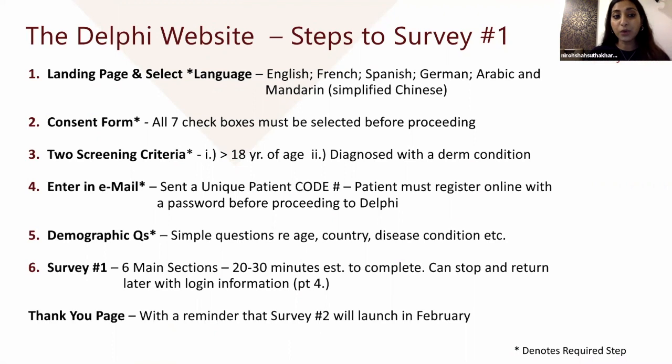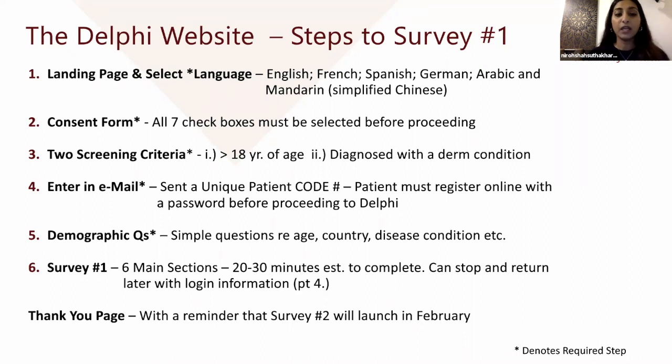First of all, you are going to be presented with a landing page that includes a short introduction and the link to the patient information sheet, which explains in detail the GRIDD study. Furthermore, you are able to select one of the six languages. Secondly, you will be forwarded to the registration page to fill in the consent form, and it is required to tick all the boxes. As mentioned earlier, these two eligibility criteria need to be filled in, so you have to be above 18 years of age and diagnosed with a dermatology condition.